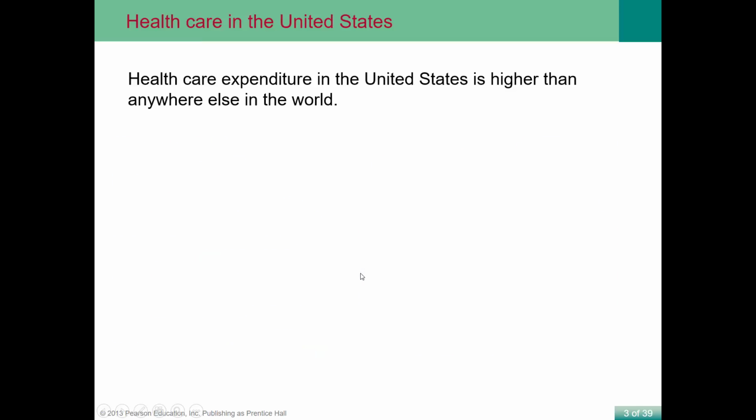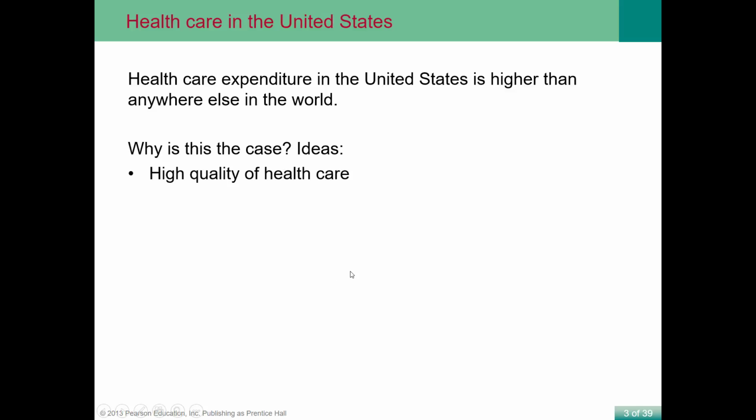Healthcare expenditure in the United States is higher than any other place in the world. Why do you think that is? What are some potential ideas? One potential idea is the quality of healthcare. Another is the system of payment for healthcare. We have a different system of payment than other places.